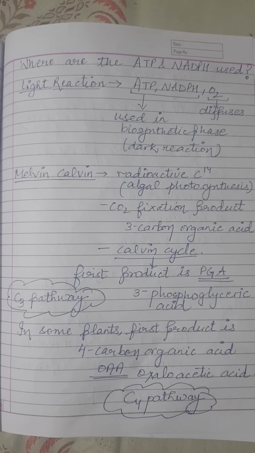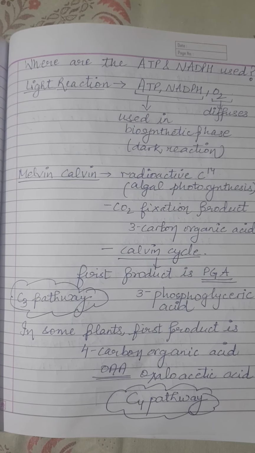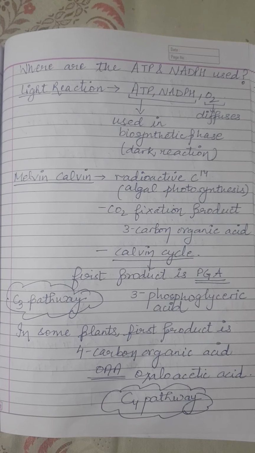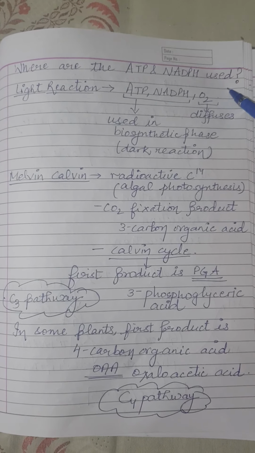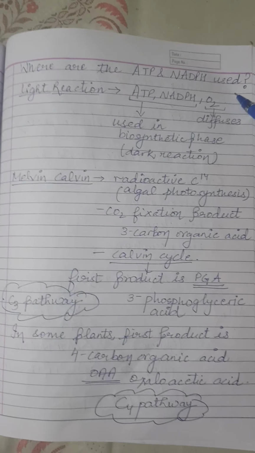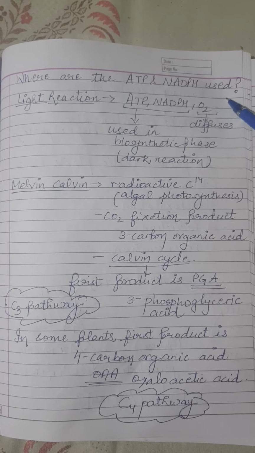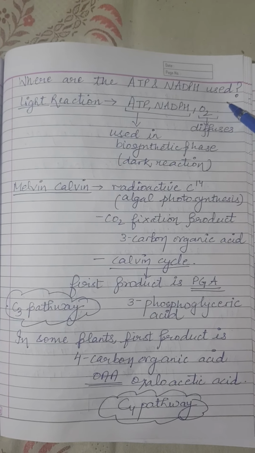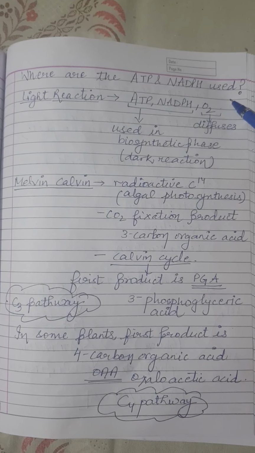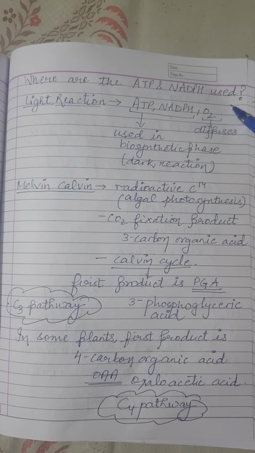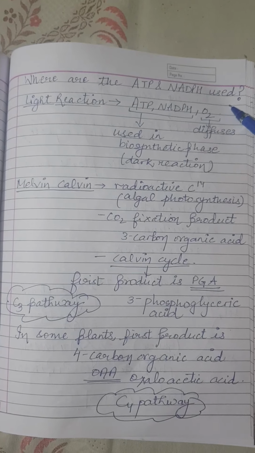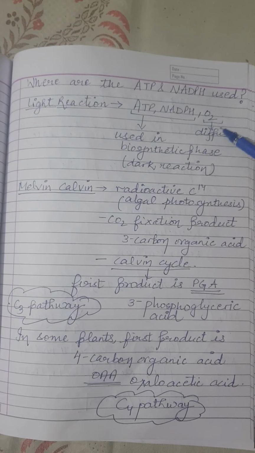Hello students, in this lecture video we will understand where the ATP and NADPH are used, which are produced during the processes which we have discussed just now. During the photosynthetic process ATP and NADPH will be produced, and then in another process these will be used up.